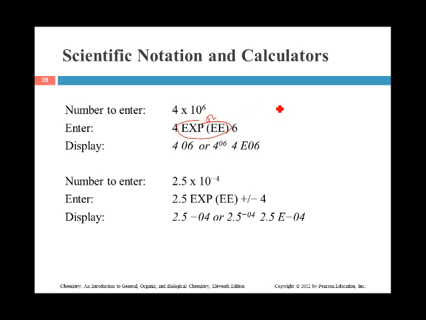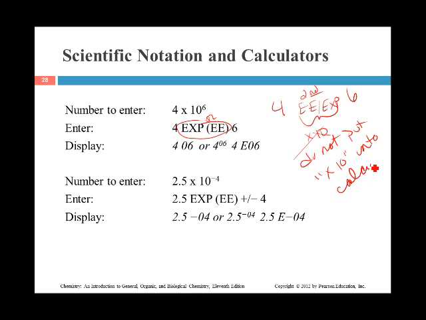So for 4 × 10⁶, you put 4 EE or EXP, one or the other. It could be a second function, so make sure you realize that too. 4 EE 6. That EE takes the place of times 10. You do not put times 10 into the calculator. If it was a negative one, you would want to do that same thing. That negative button comes in right before you put the power of 10 in.